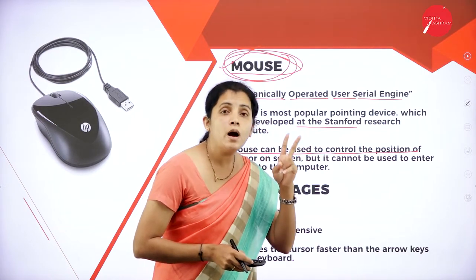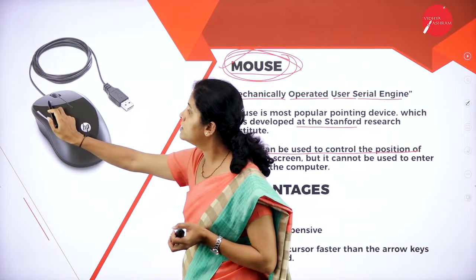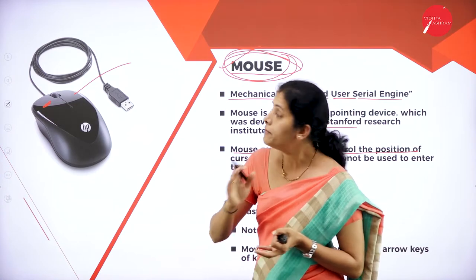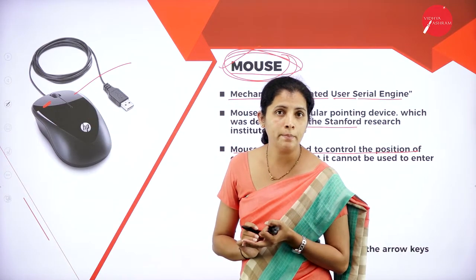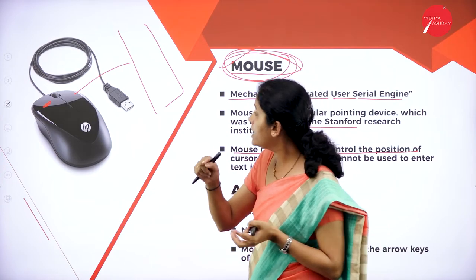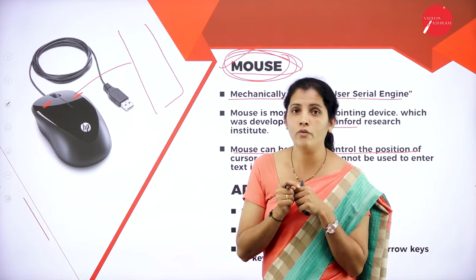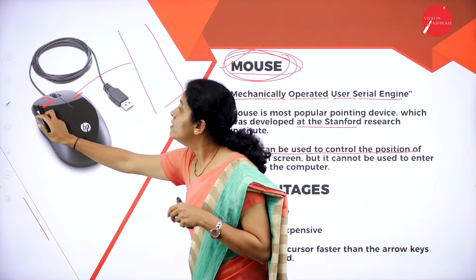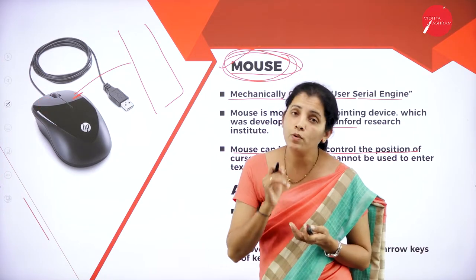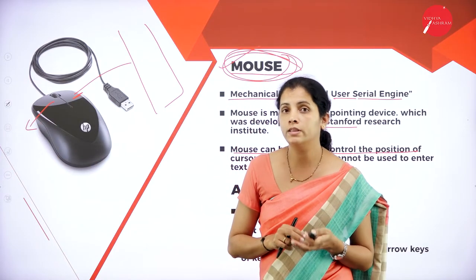Then the mouse comes with two buttons, the left button and the right button. So this is your left button and this is your right button. Suppose I press the right button, what is going to happen? You're going to get a long list of menu. I repeat, if I press the right button, I get a long list of menu. If I use the left button, then I can point to the item. If I double click the left button twice, then I can open the file.